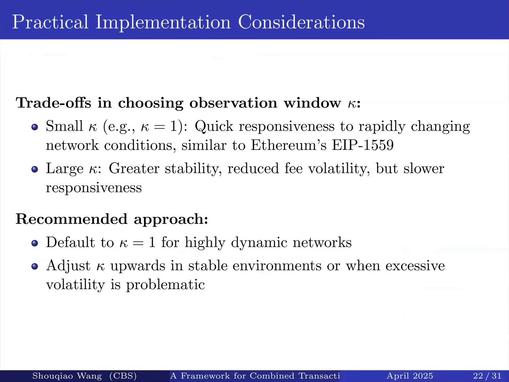So in practice, choosing the observation window kappa involves a trade-off. A smaller kappa, like kappa equals 1, offers rapid responses to fluctuating network conditions, similar to the EIP 1559 mechanism. A larger kappa ensures stability by reducing fee volatility, but also reduces robustness. We recommend setting kappa to be 1 by default for highly dynamic conditions, but increasing it in more stable environments where volatility is a greater concern.